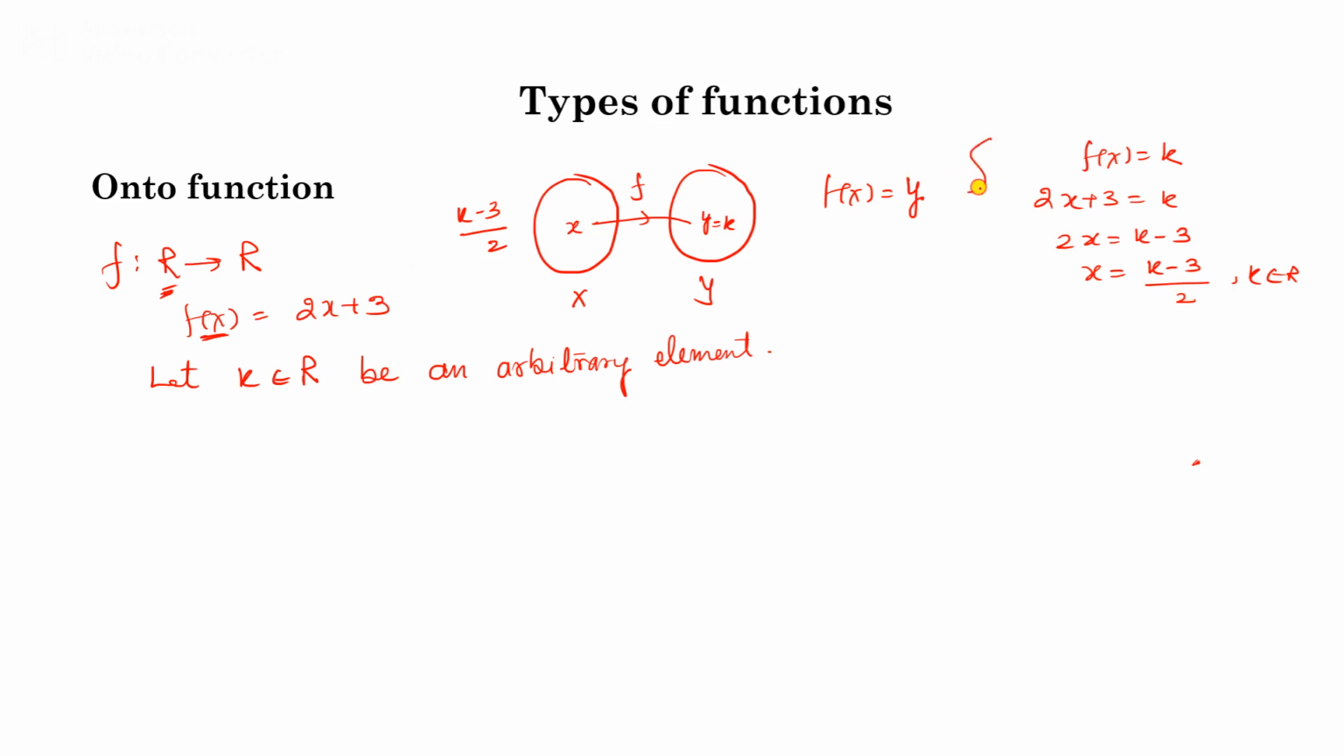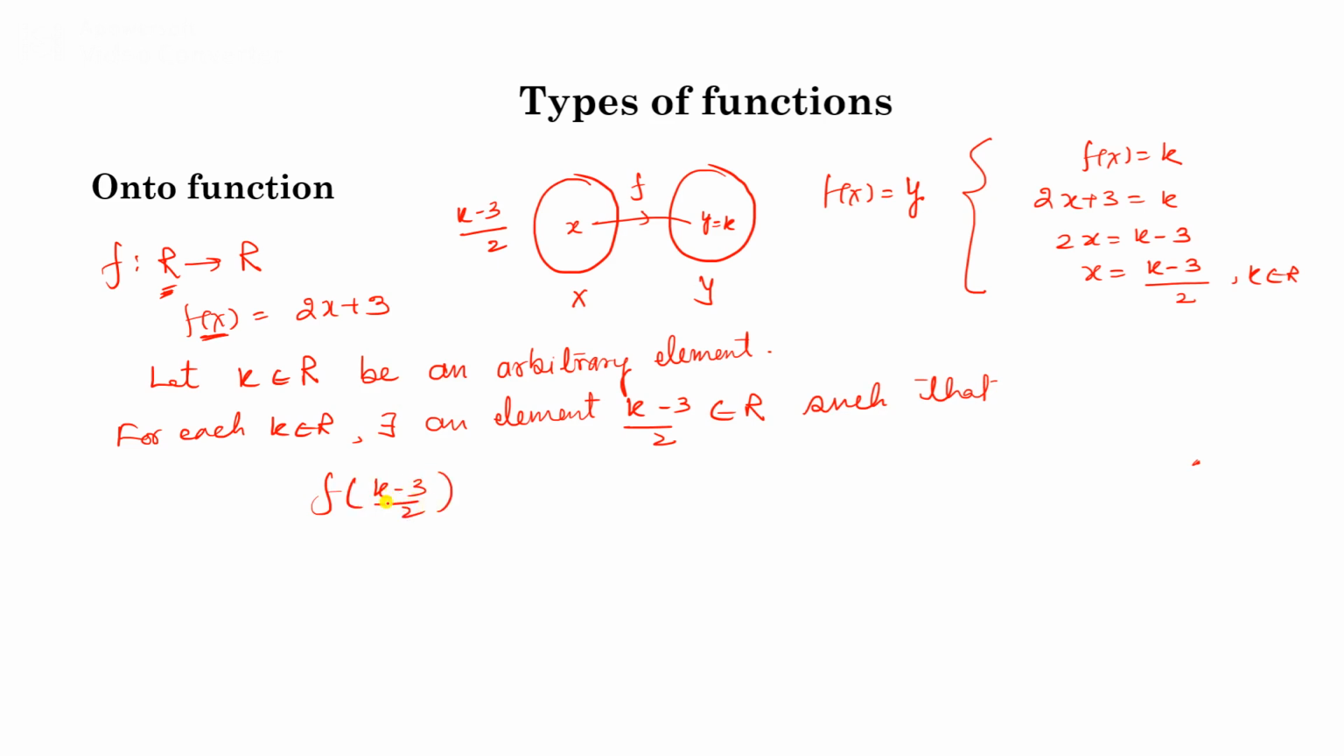So after doing this calculation and checking that x equal to (k minus 3) by 2 belongs to R, then you can write for each k belongs to R, there exists an element (k minus 3) by 2 belongs to R such that, now we'll apply the definition of f on (k minus 3) by 2, and we will show that the mapping of (k minus 3) by 2 is k. So how can we show? Apply this mapping here. f((k minus 3) by 2), you know f(x) is 2x plus 3. This is x. So you can write 2 into (k minus 3) by 2 plus 3. The 2 will cancel out, k minus 3 plus 3, and this is finally k.